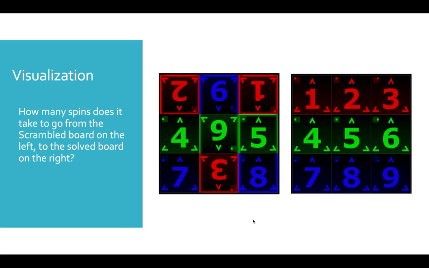So this is what the actual board looks like. On the left, we have a randomized board with numbers 1 through 9, some right side up, some upside down, and then on the right, we have a completed board ordered 1 through 9, everything right side up.